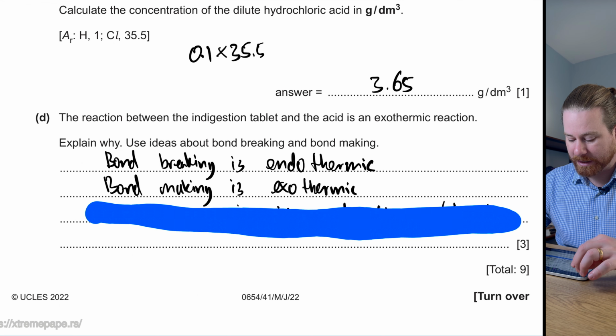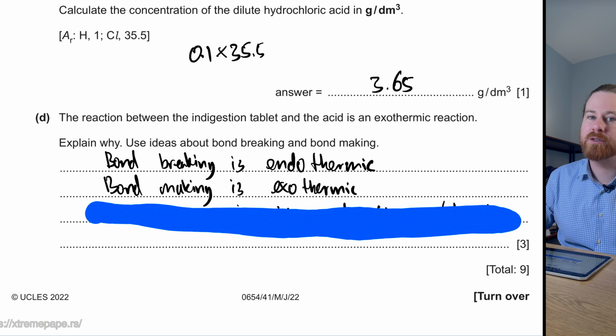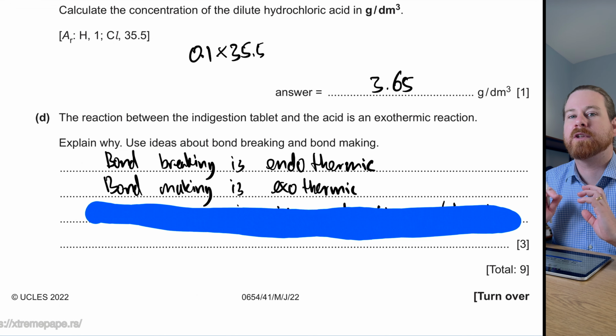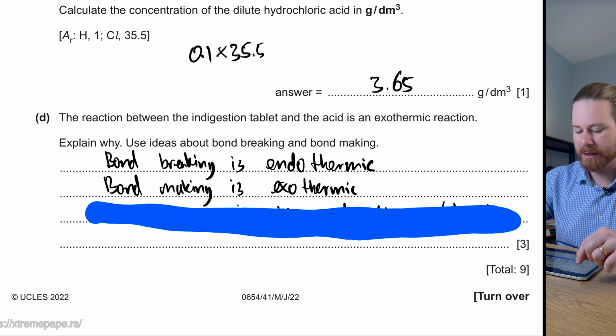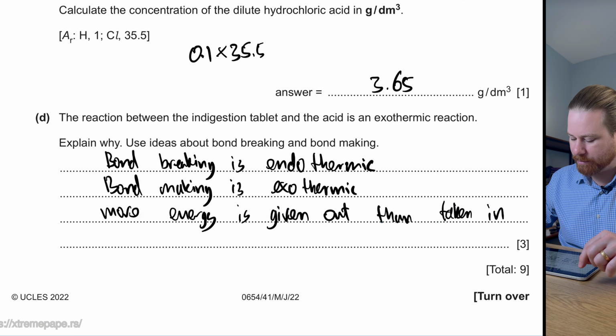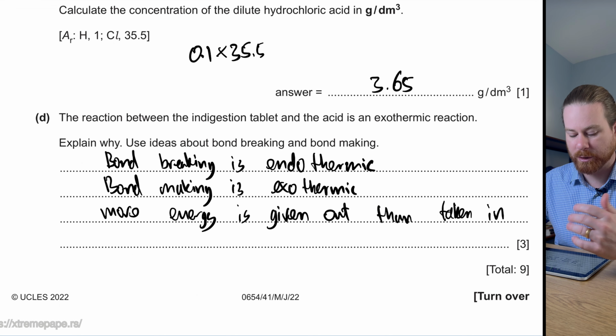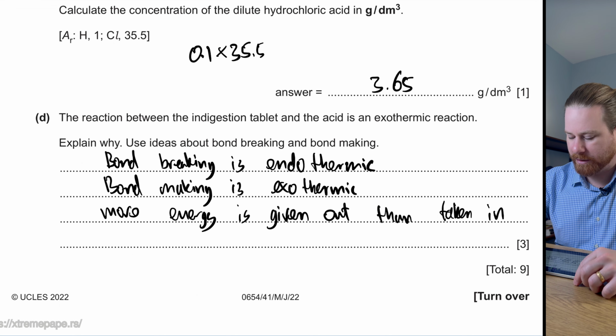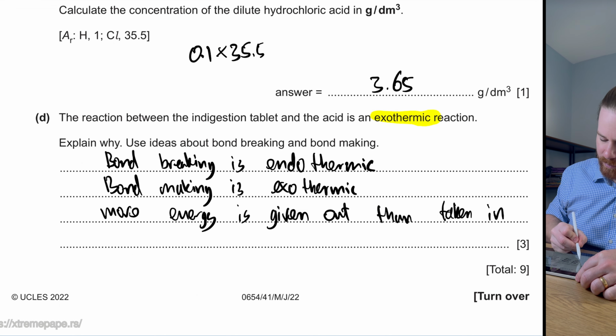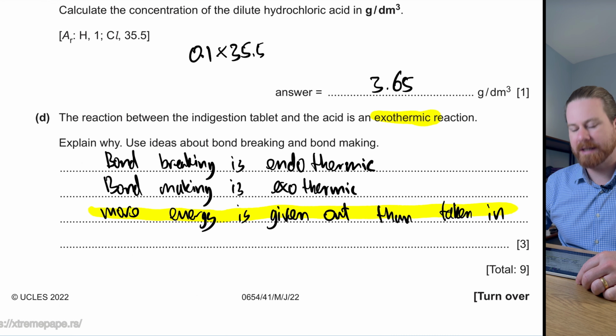And then bond forming is always exothermic. So as soon as atoms come back together again and form a new bond, that's always exothermic. And then comparing how much energy is needed compared to how much energy is released determines if the reaction is exothermic or endothermic. So with our exothermic reaction, more energy is given out than taken in.